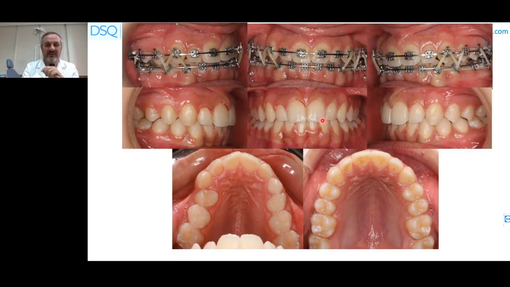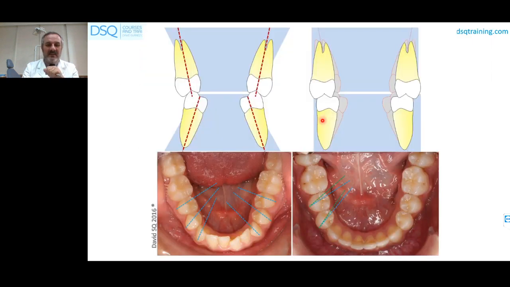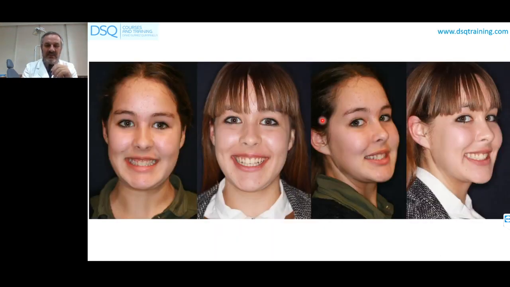At the end of the treatment, you can see the nice expansion. The straightening is not expansion, it's straightening. It's not expansion, it's straightening of the premolars and molars in the lower and in the upper. Change the inclination of the crowns and the smile of the patient.